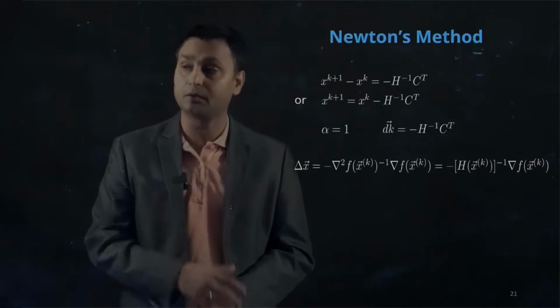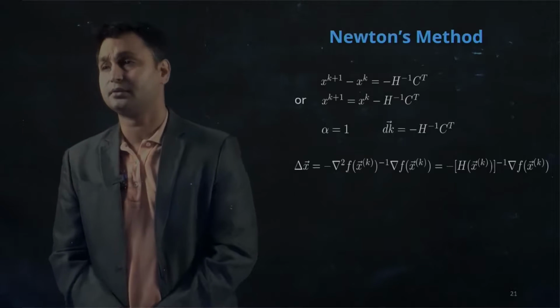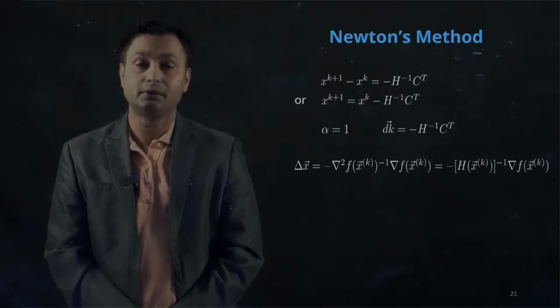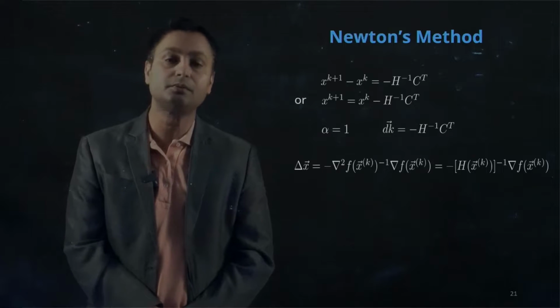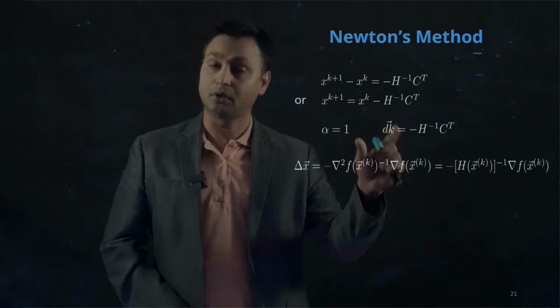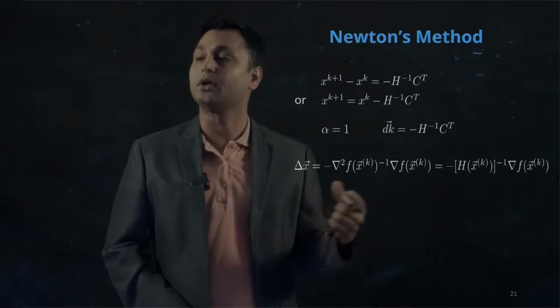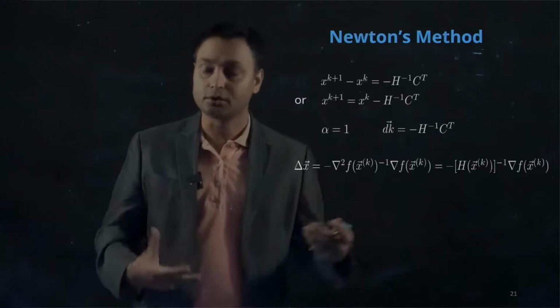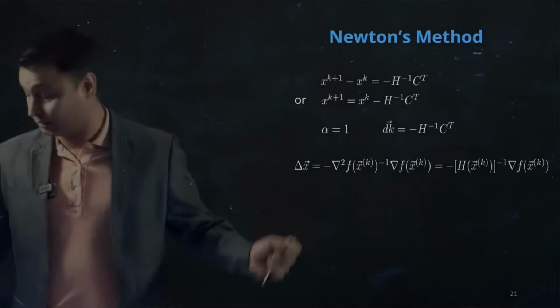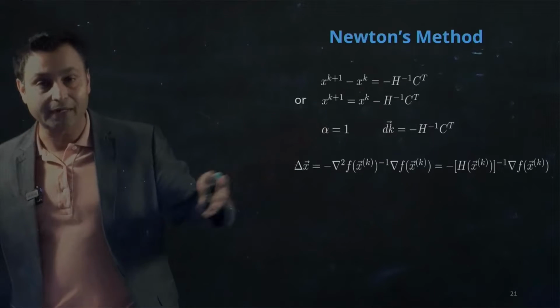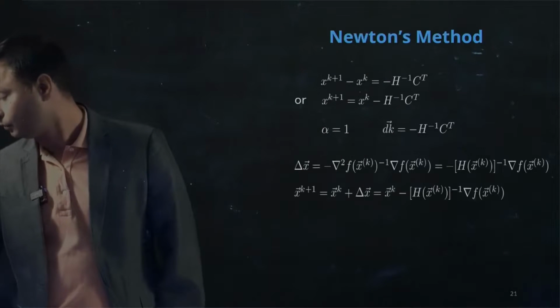But the key thing that I want you to understand is that this is sort of an advanced version of the steepest descent method, where the Hessian information or the curvature information of the surface is also used along with the steepest descent direction to find out the search direction in which we should be moving.